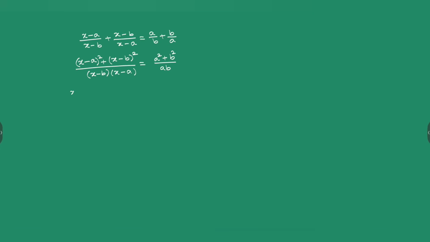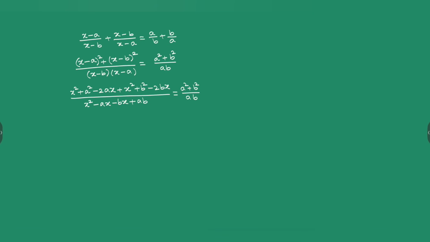Now we will expand it by using the a minus b whole square formula. x minus a whole square is x square plus a square minus 2ax, plus similarly this one x square plus b square minus 2bx, by denominator we should multiply it, x into x square, x into minus a minus ax, minus b into x minus bx, minus into minus plus ab is equal to, we write here a square plus b square by ab.